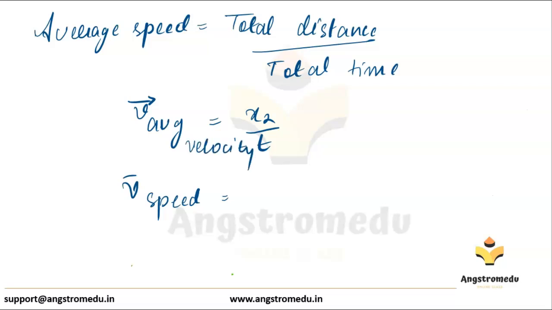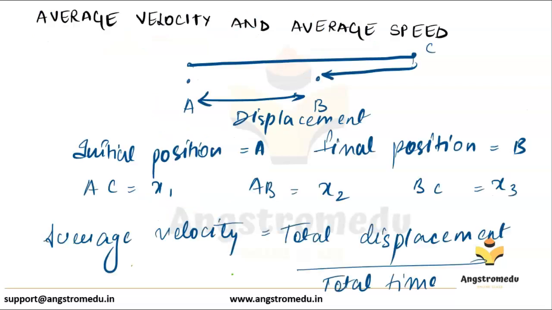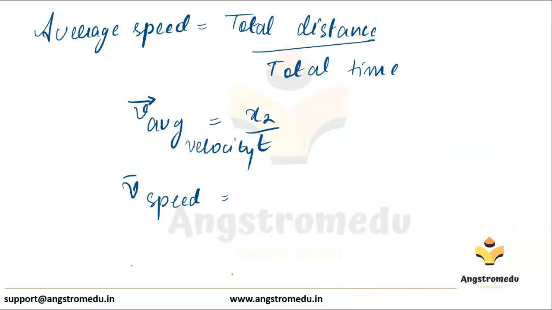Average speed will be equal to total distance. Total distance here will be AC plus BC, the total path length. So it will be x1 plus x3, that is, x1 plus x3 by t. So this is our average speed.